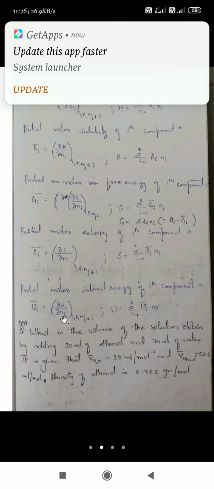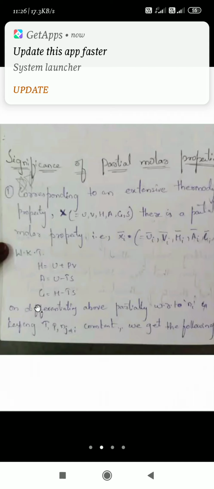All these dou U by dou Ni terms give the partial molar properties here. So when I differentiate this equation and substitute the definition of partial molar properties, I can write the equation like this. Hi bar I have given directly, no need of going through that. Directly you put it like this: Hi bar equal to Ui bar plus P Vi bar, because P is kept constant and will not be varied.